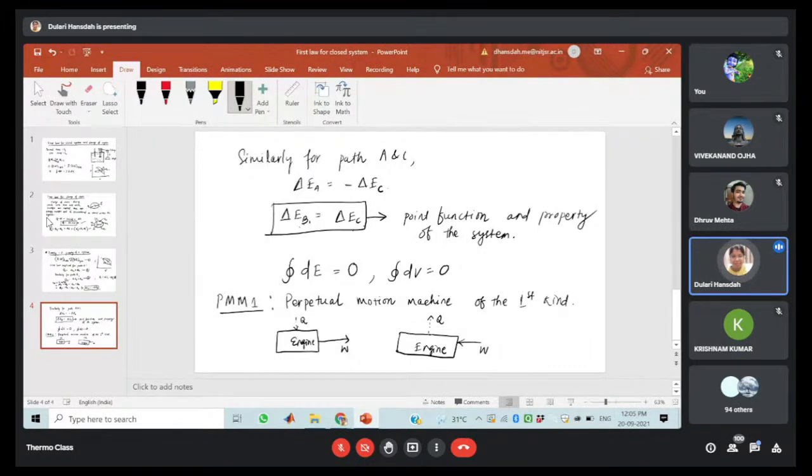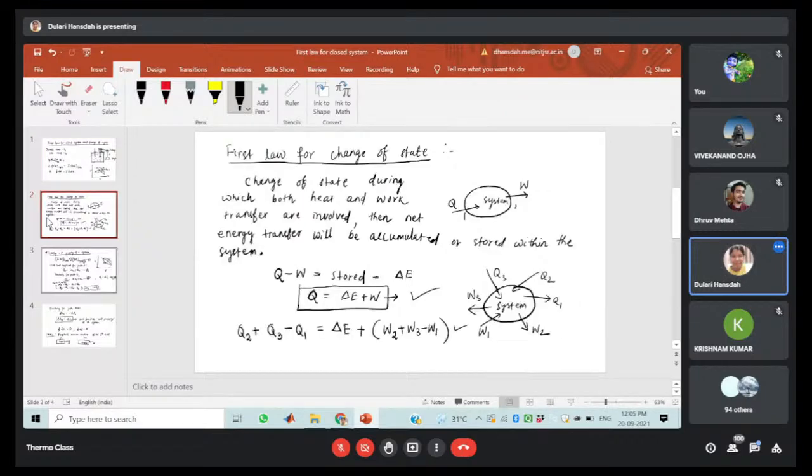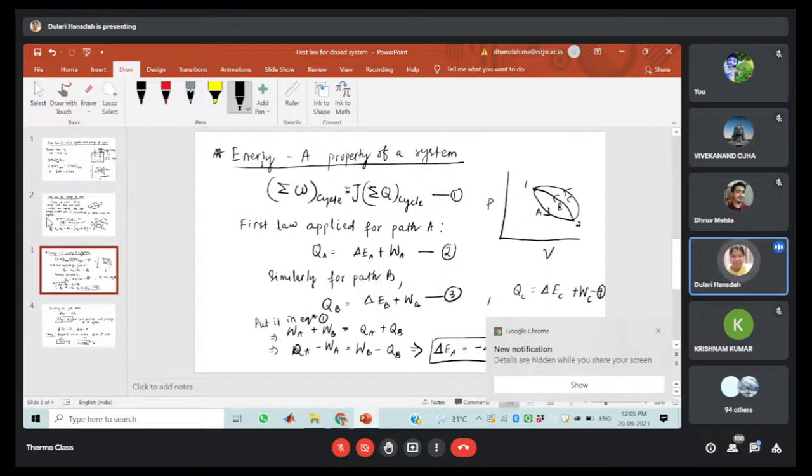So energy for the isolated system is zero, dE becomes zero. So in that case, E is constant. So energy of an isolated system will always be constant. ठीक है. So this is for the first law applicable for the closed system which is undergoing the change of cycle, and then we have discussed the undergoing the change of state. Then we have discussed that energy is the property of the system. It is the point function.